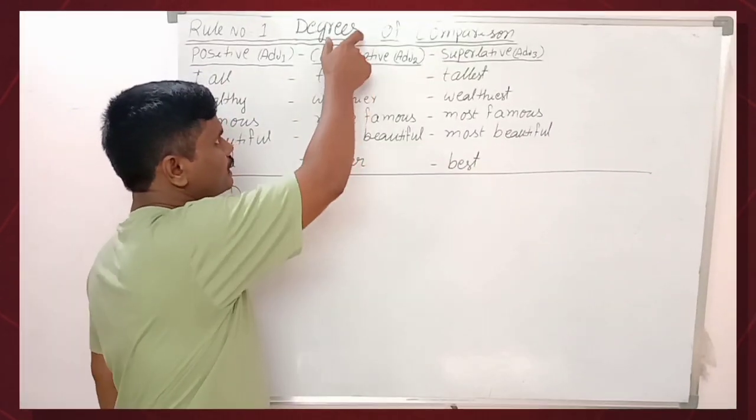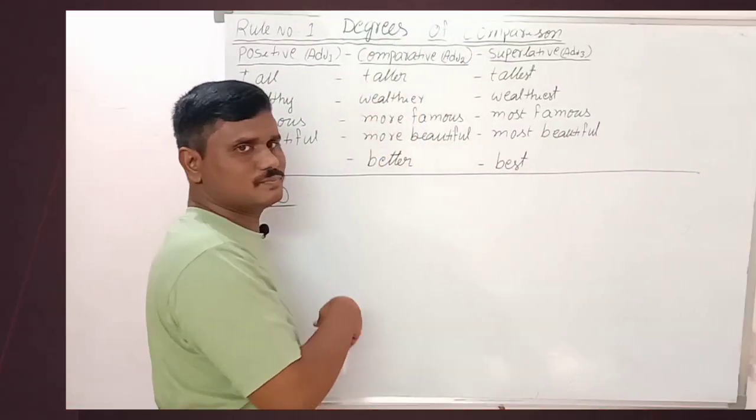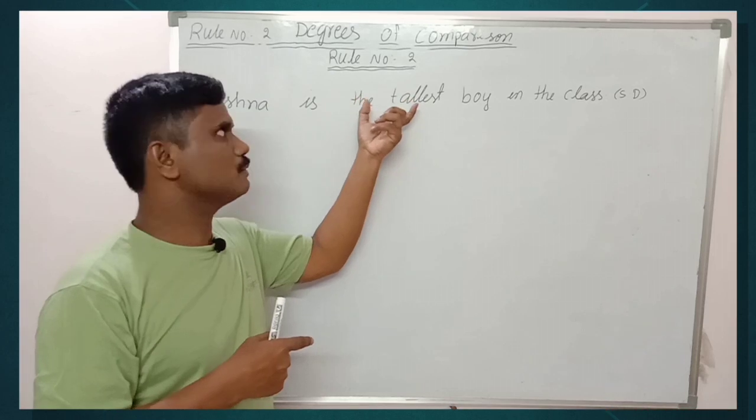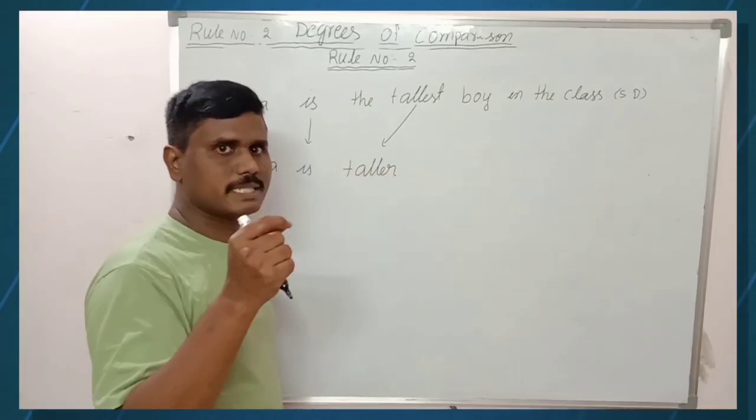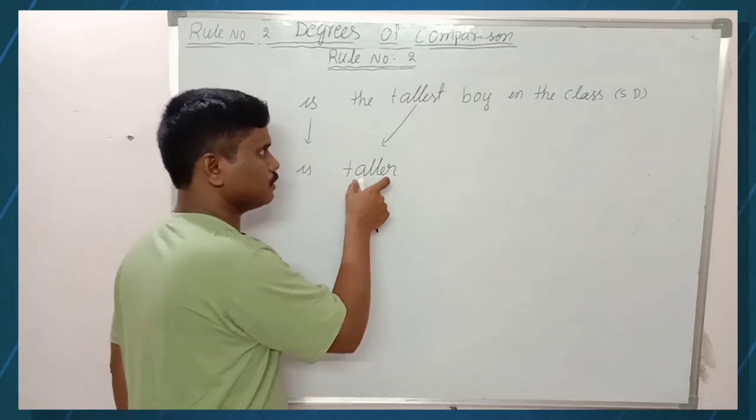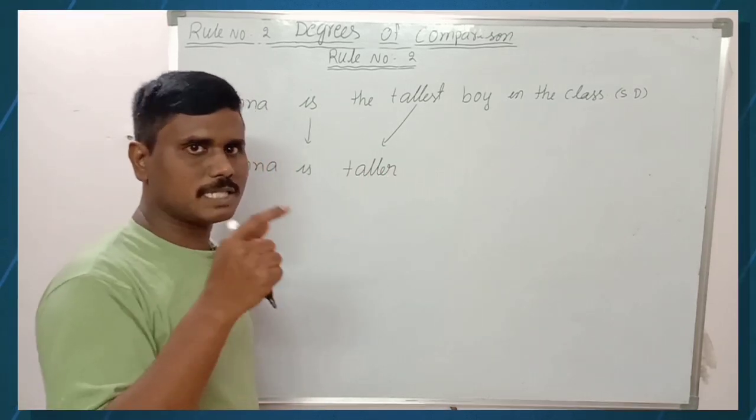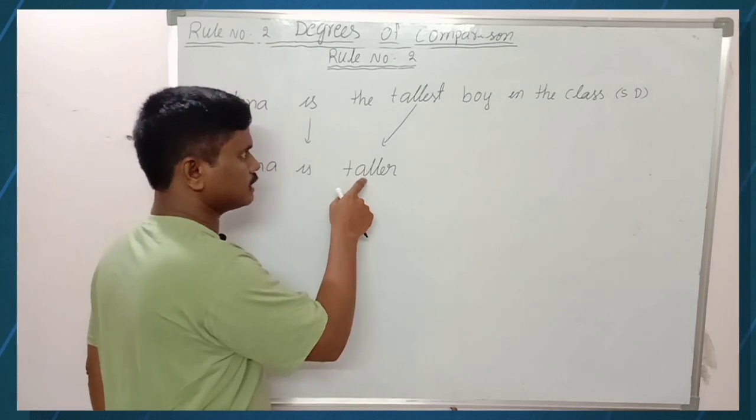The name of the topic is degrees of comparison. In this video, let us concentrate only on rule number 2. Here, most students make a mistake. This is very important because in almost all competitive examinations also they may give like this.